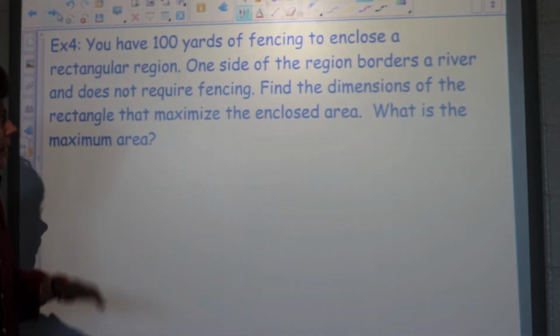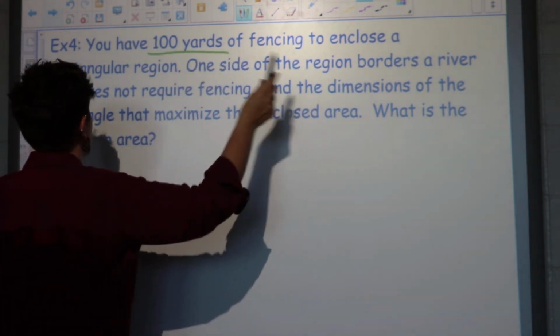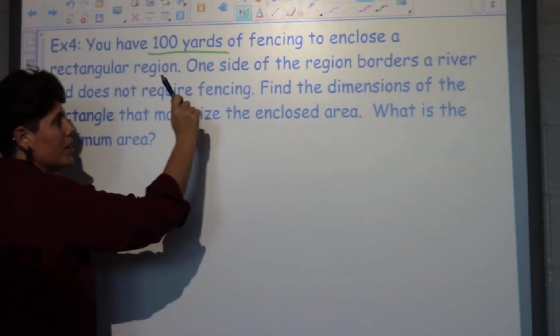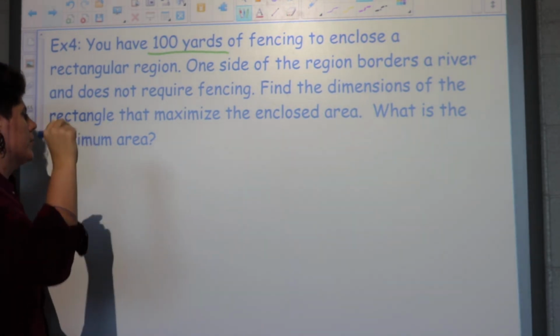All right, number 4, you have 100 yards of fencing. Well, this sounds familiar. All right, 100 yards of fencing to enclose a rectangular region. One side of the region borders a river. Draw a picture.